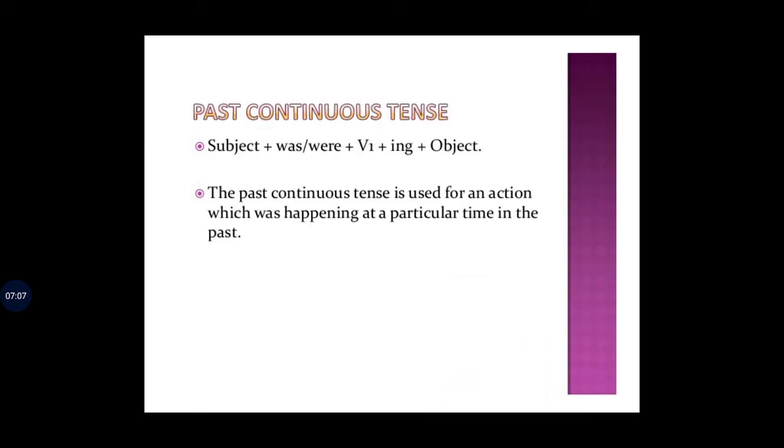See here next, past continuous tense. Subject plus was or were, V1 plus ing plus object. This is the format for framing sentences in past continuous tense. Next, you see the explanation. The past continuous tense is used for an action which was happening at a particular time in the past. In the past, the action was going on continuously. You have to frame it in this way.